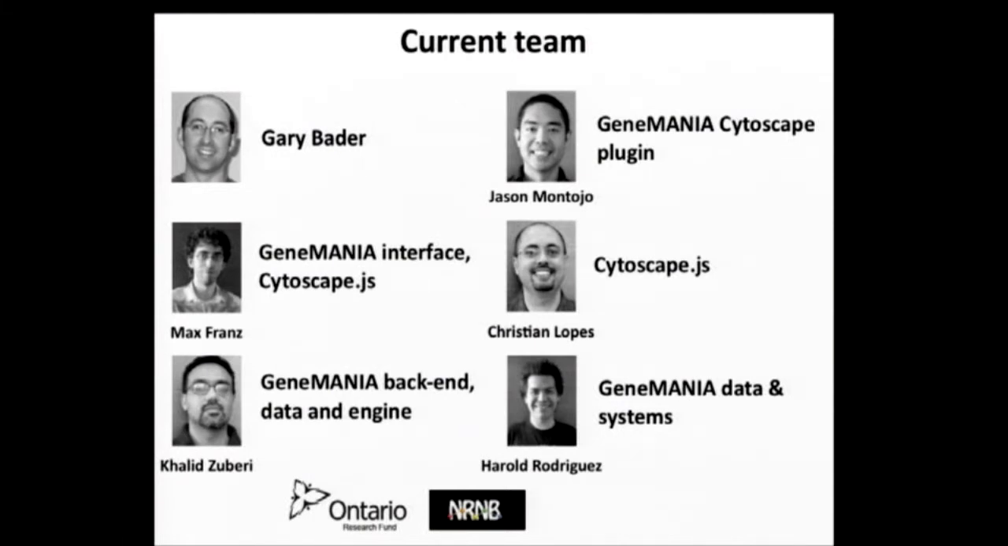Okay, any questions about GeneMania before I go on to the slightly better algorithm for predicting functions in networks? Yeah. I saw the 20 databases for co-expression, but as you just heard, there's enormous resources for this.